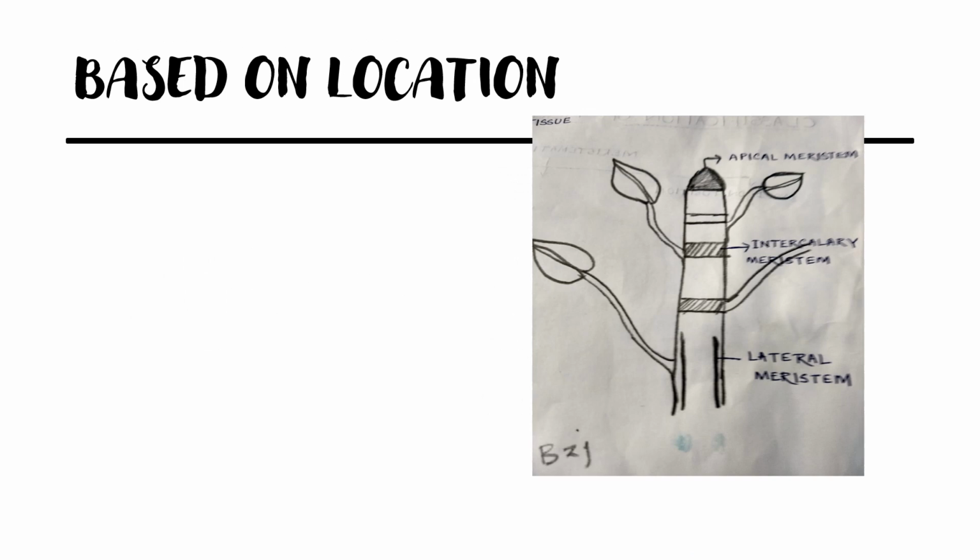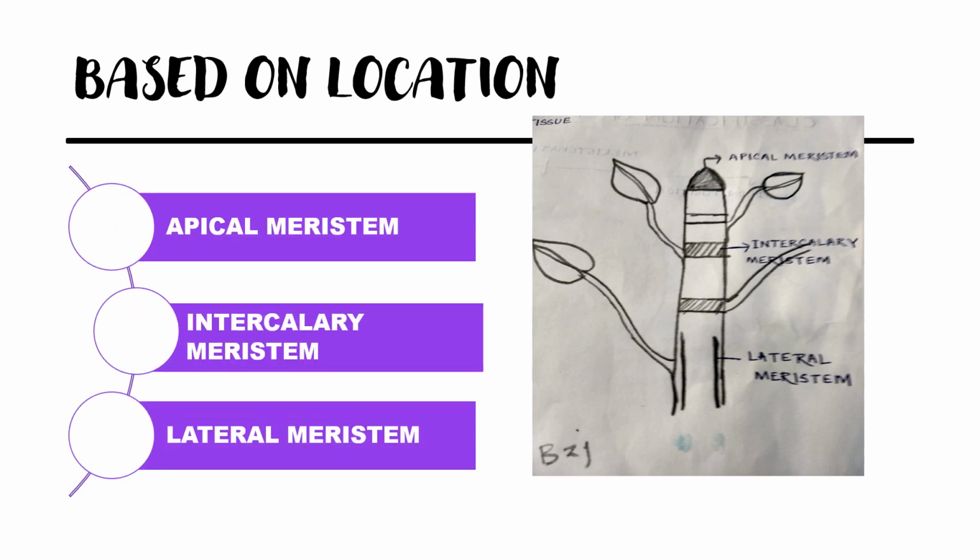Now, the second division is based on location. They are divided into three types: apical meristem, intercalary meristem, and lateral meristem. So first is the apical meristem. What is apical meristem? The meristematic tissue which is present in the apex. Apex means the upper part. It can be the shoot apex or the root apex. And second is intercalary meristem. Intercalary means the meristematic tissue which is intercalated, or in between permanent tissues.